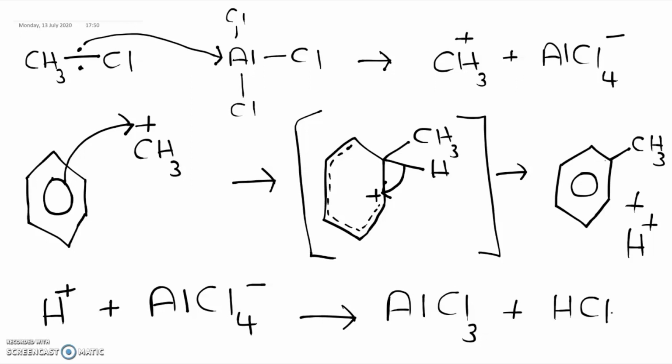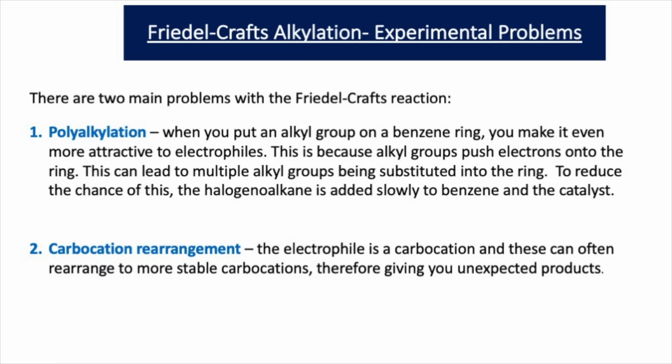Now because my product is methyl benzene, the electrophile is CH3+, and if I was making ethyl benzene, my electrophile would be C2H5+. Now when carrying out Friedel-Crafts alkylations, there are two main problems, and the first problem is that you can have multiple alkyl groups swapping with hydrogens on the ring.